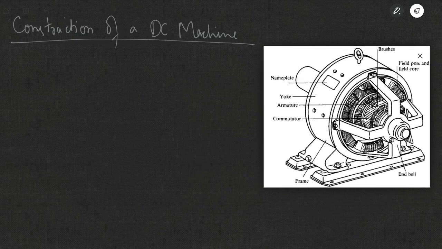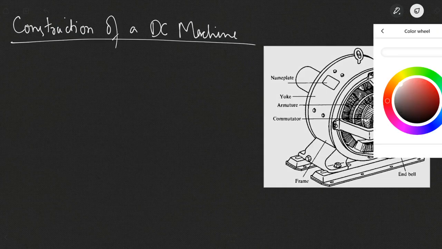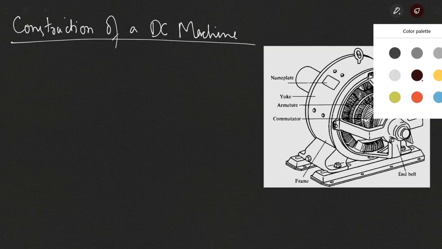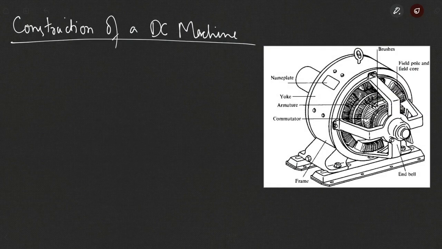So this is a representation of an actual construction of a DC machine. Whether this is acting as a DC generator or a DC motor, the construction will look similar, as we'll have different types of DC machines, as I have discussed earlier: separately excited, shunt, series. Overall the construction is almost similar, with slight differences that we'll see when we start with the types of DC machines. So here, as you can see, there are a number of components.